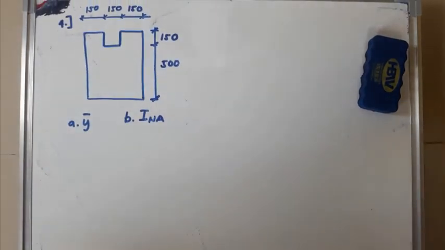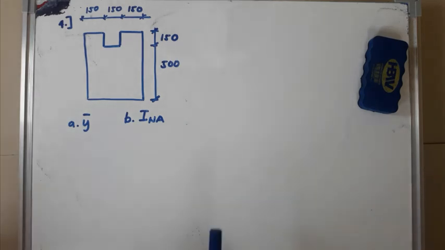So let's try this example number 4 here. As you can see, it is a rectangular beam, but this time it has a rectangular hole at the top. So what will we do if we are given a problem in which the shape has a hole? The technique is very simple. You just need to subtract the hole.